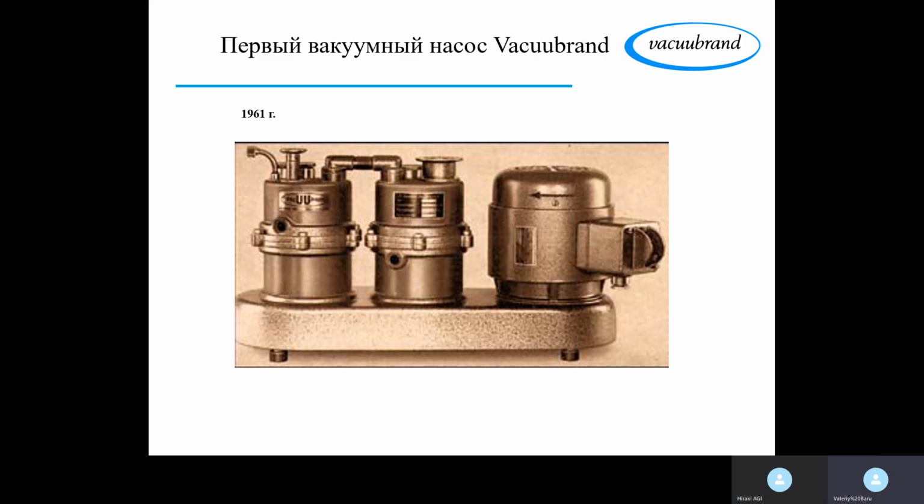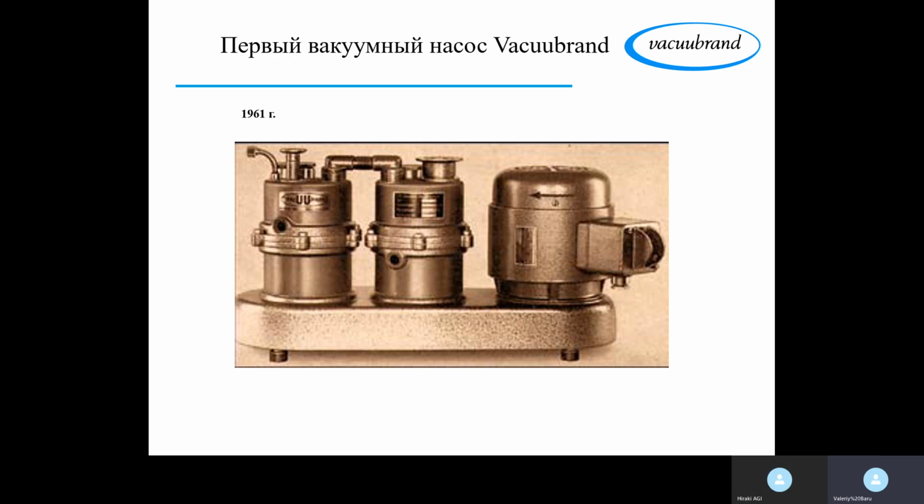Vacuum Brand is one of the main, or even the main manufacturer. I'm not quite sure about the figures, but this is definitely one of the main players on the market in terms of manufacturing membrane pumps and oil-sealed pumps or rotary vane pumps. So the first one was introduced to the market. That's the picture of the two-stage rotary vane pump. On the right side, that's the drive, and these two cylinders are the stages: the first stage and the second stage of the rotary vane pump.